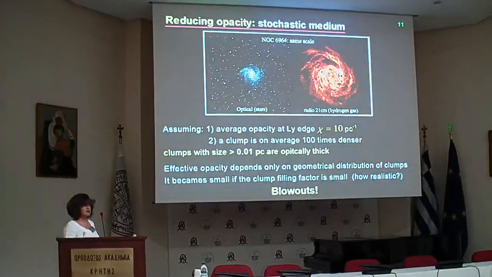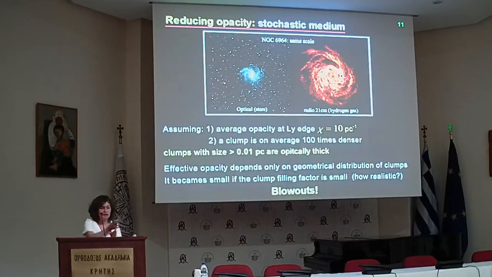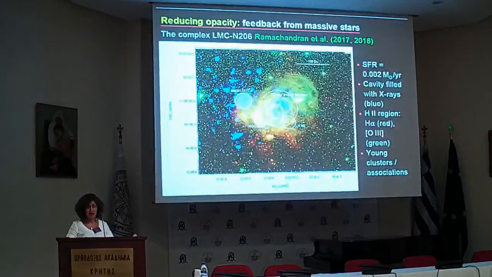So let's make back of the envelope calculations. Actually, when I'm making calculations, I try to get lower limits. So assuming that the average opacity at the Lyman edge is about 10 per parsec, and the clump is on average 100 times denser than the interclump medium, then even small clumps with size of hundreds of parsecs become optically thick. Meaning that radiation can really only go between clumps and the effective opacity loses its wavelength dependence. It becomes dependent only on geometry. So effective opacity could become small when the clump filling factor is small. And how realistic is this assumption, as we heard today in the first introductory talk, that should be shown perhaps by separate work. But there are also large-scale blowouts, large geometrical scale openings exist.